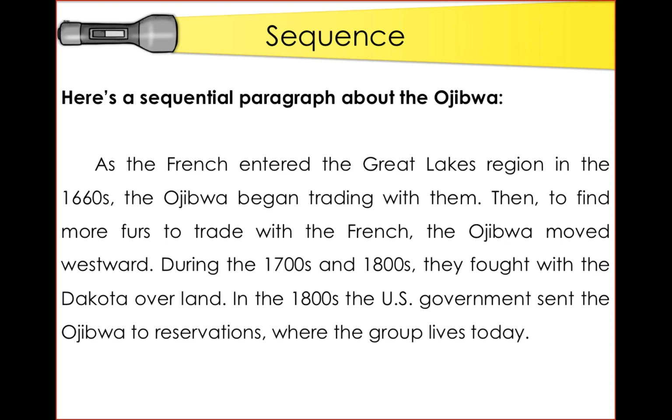So if you guys notice, my voice changed a little bit when I came up with the dates. When I use transition words, for example, the word then is a transition word, as in the sentence, then to find more furs to trade with the French, the Ojibwa moved westward. During the 1700s and 1800s, that is another sequential keyword. In the 1800s, another one. And then the last word in the paragraph, the word today, shows me that it's something that's happening in this time frame. So that is also a sequence keyword.